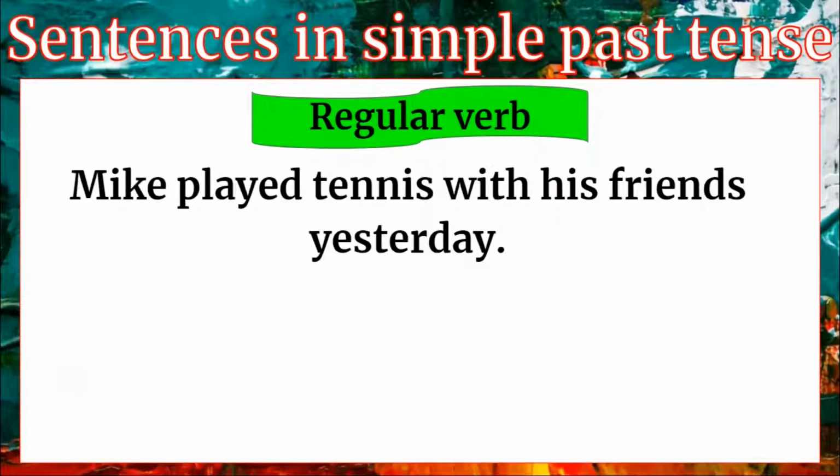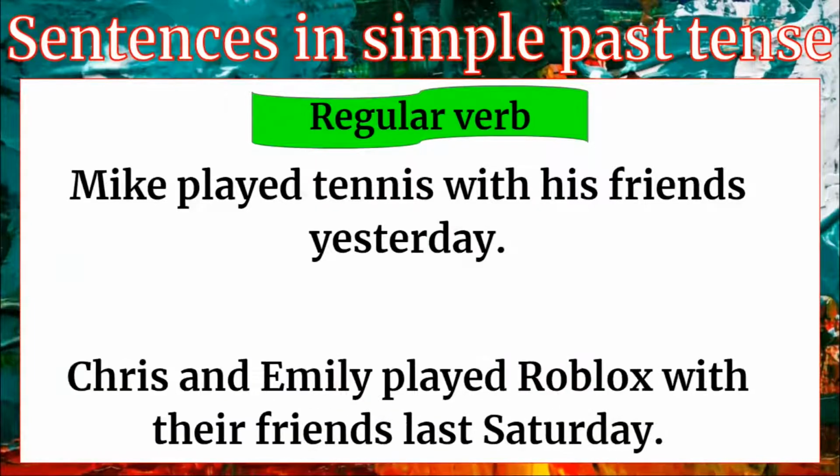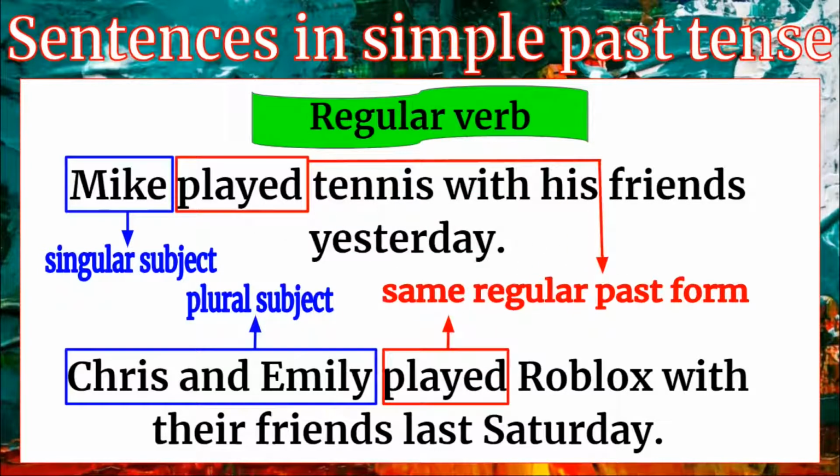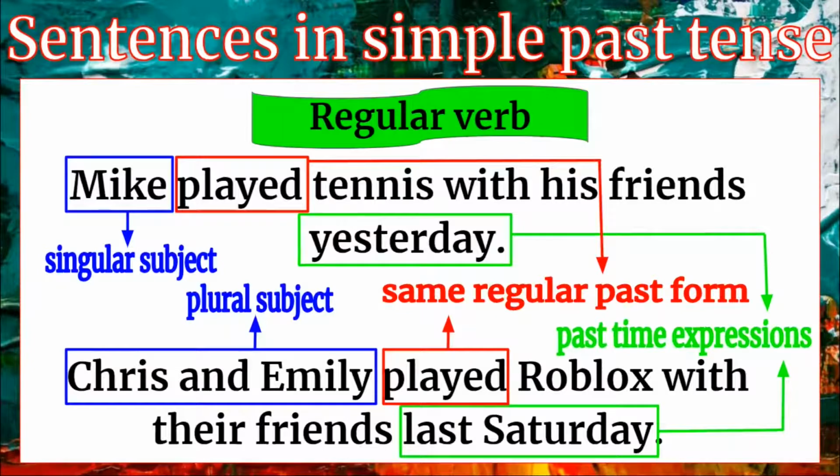Mike played tennis with his friends yesterday. Chris and Emily played Roblox with their friends last Saturday. The subjects of the following sentences are Mike and Chris and Emily. Even if we have a singular subject and a plural subject, we have to use the same regular past form of the verb, which is played. Our past time expressions in the following sentences are yesterday and last Saturday.